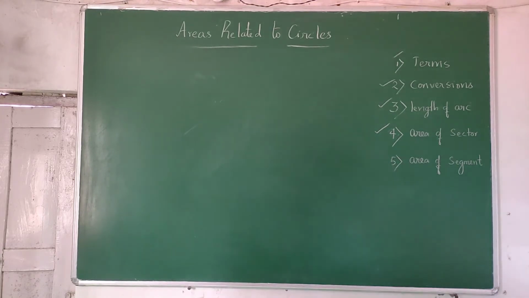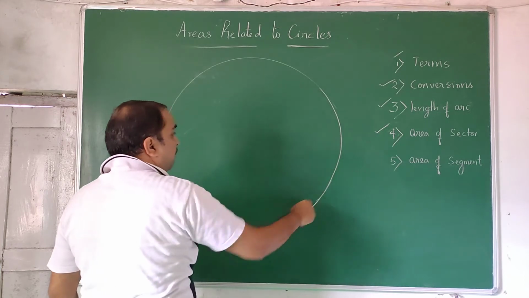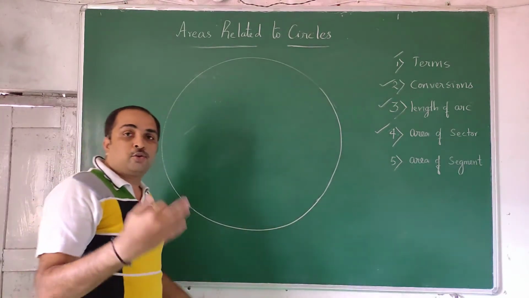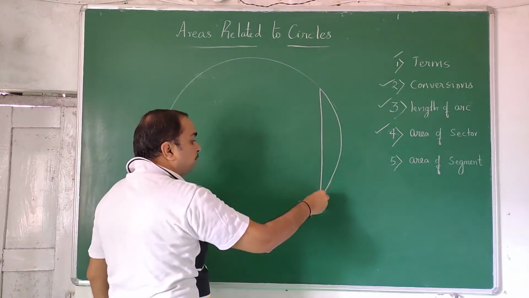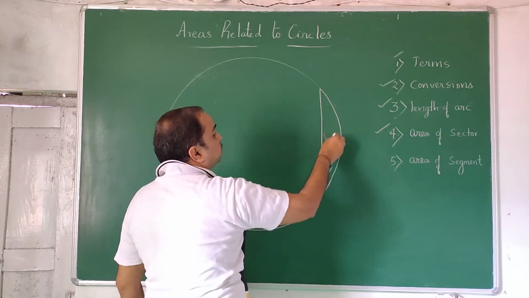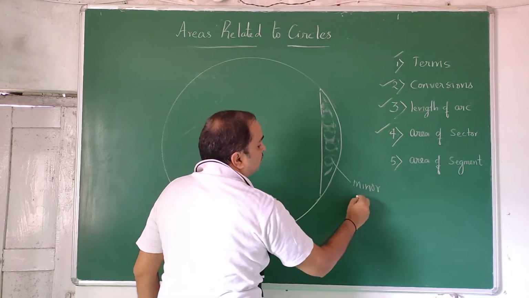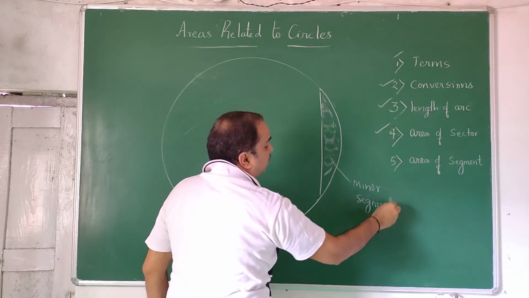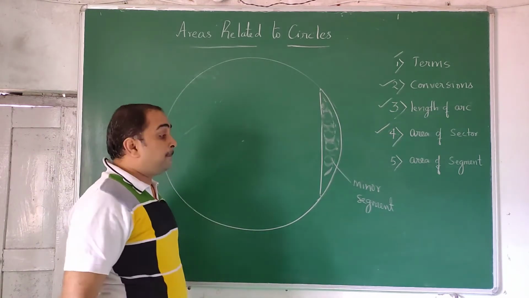Yes students, now we are doing area of the segment. First we have to draw a segment. For that you have to first draw a circle. I have drawn a circle. I don't know whether from your camera point of view it's looking like a circle or not. Okay, I chop off some portion and I want the area of this portion. This is your minor segment, whereas the remaining portion of the circle is called major segment.